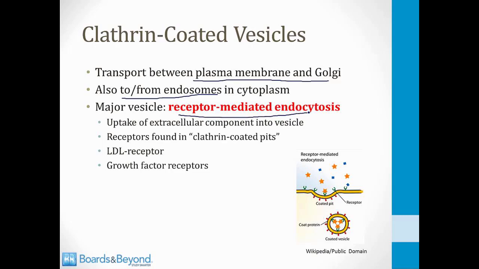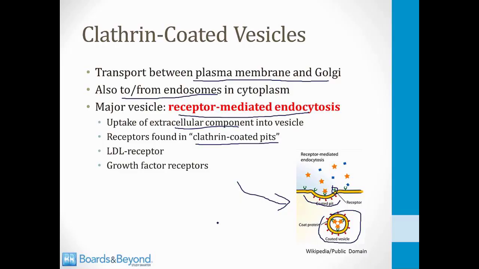I mentioned this earlier, but this is the uptake of an extracellular component into a vesicle, and the receptors in receptor-mediated endocytosis are often found in what's known as clathrin-coated pits. This is a picture of this process shown on the screen here. So there's a clathrin-coated pit here with receptors, and when a ligand binds the receptor, the pit invaginates and forms a vesicle that is now coated with clathrin that will move through the cytoplasm. You can basically think of clathrin-coated vesicles as the vesicles that move things through the cytoplasm. They move things from the cell surface to the Golgi and from one endosome to another.